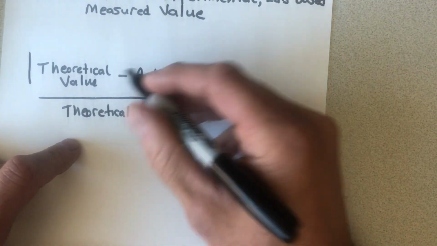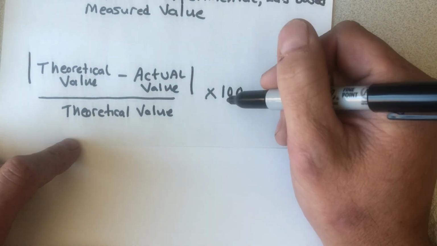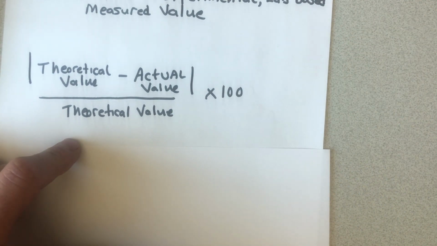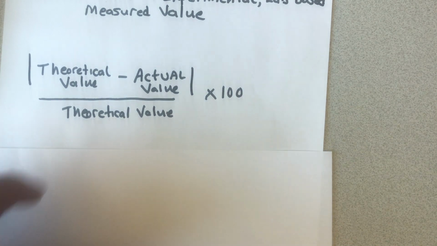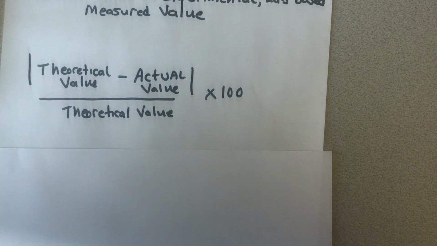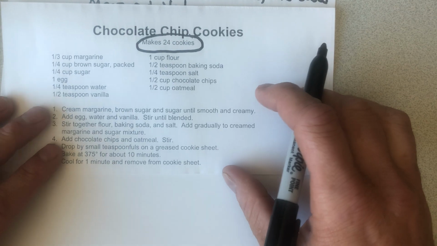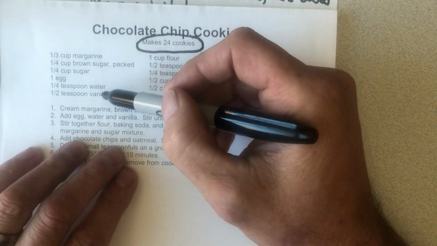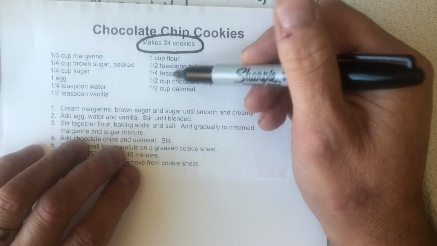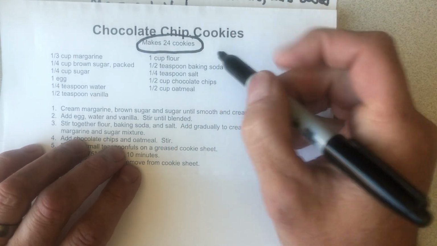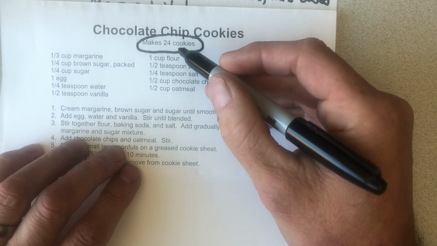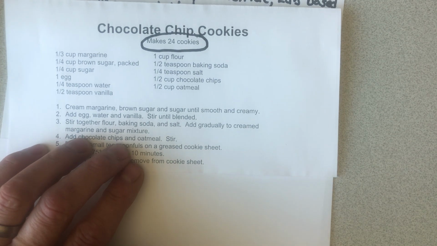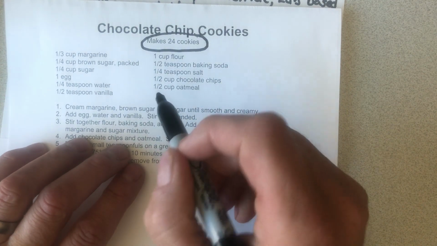This fraction is going to give you a decimal, which then you'll multiply by 100, trim it down to the correct significant figures, and that is your percent error. So let's do a really easy example of this. This is a recipe for chocolate chip cookies. You can see that there's lots of measurements for different ingredients that are going to go into these cookies. But the part that I want to focus on that's important is this. It makes 24 cookies.